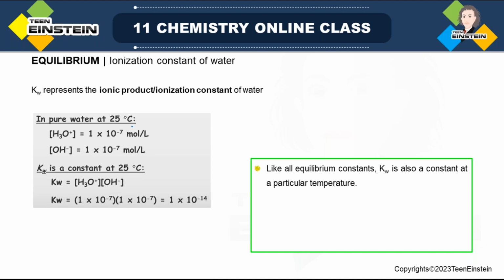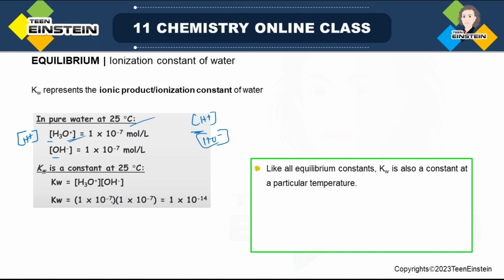So when it is pure water at 25 degrees centigrade, it is found that the concentration of hydronium ion or H plus ion is 10 to the power minus 7 moles per liter. And these two are always the same, because from one water molecule you will get one H plus and one HO minus. So if the concentration of hydronium ion or H plus is 10 to the minus 7, obviously for hydroxide also it is 10 to the minus 7.